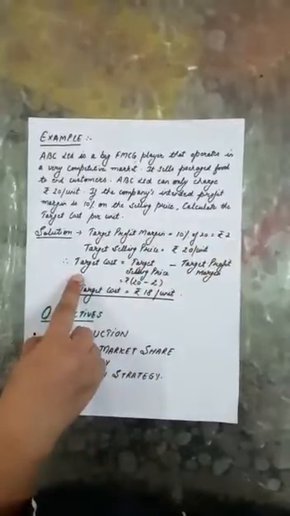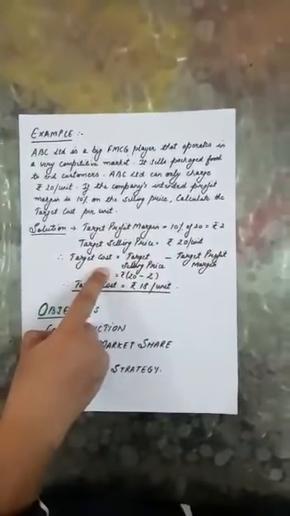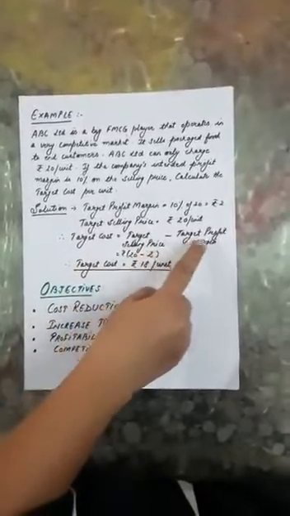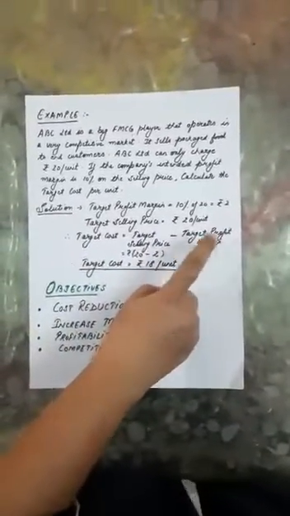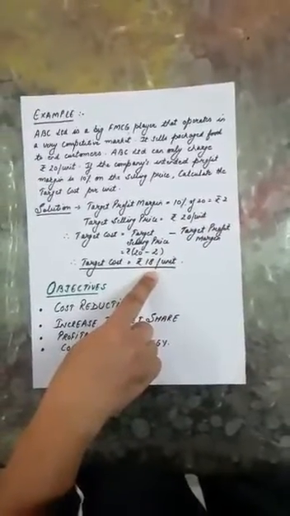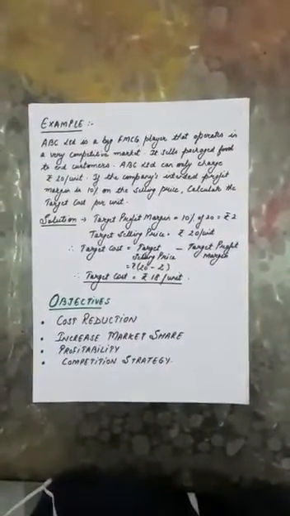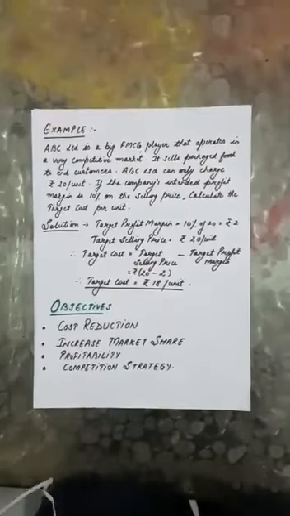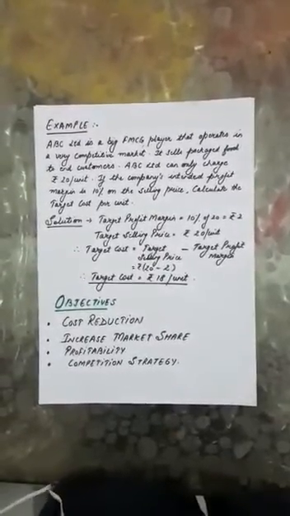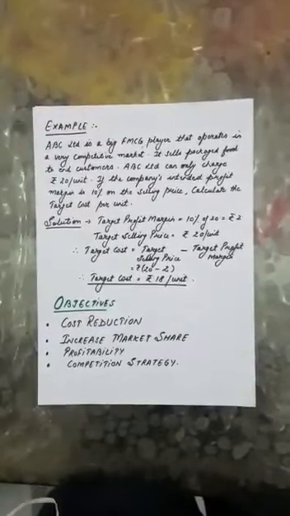In the next step, we have to calculate the target cost. As you already know, target cost is the difference between the target selling price and target profit margin. That is 20 minus 2, that is rupees 18 per unit. So by this we can say that the target cost, the manufacturing cost of the product to be sold by the ABC Limited company, should be 18 rupees per unit. That is, the target cost required is rupees 18 per unit.